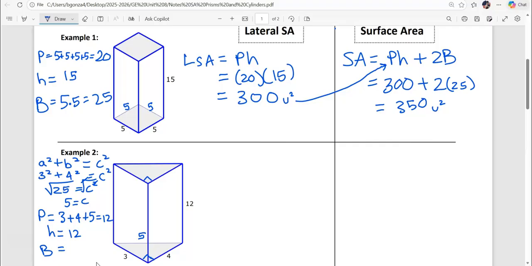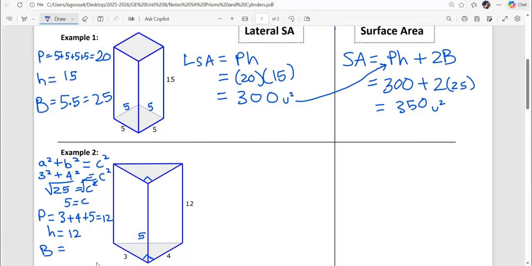And now, my friends that I treasure so much, this is the place where people mess up so much. Big B stands for what again? On your notes, we wrote it down. It's the area of the base. What shape is this base? Triangle. If you're not sure how to find the area of a triangle, please look at your orange sheet.